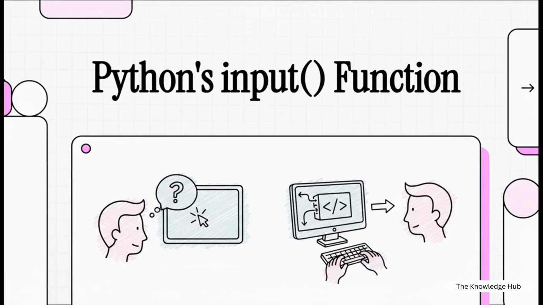All right, so we've gotten pretty good at making our Python programs talk, right? We've been using print to get them to say all sorts of things. But now it's time to teach them how to listen. Today, we're going to dive into the input function. And trust me, this is the tool that's going to completely change the game, turning your code from a simple monologue into a real two-way dialogue.